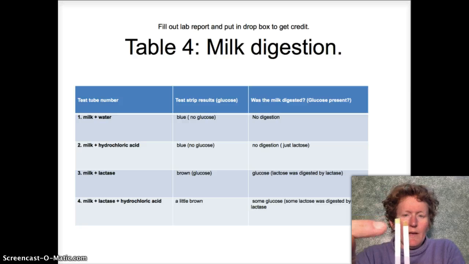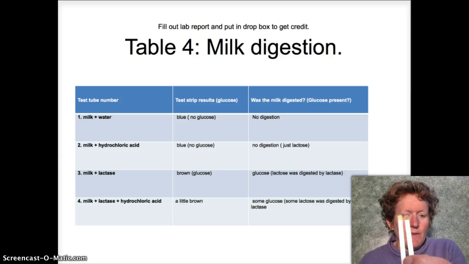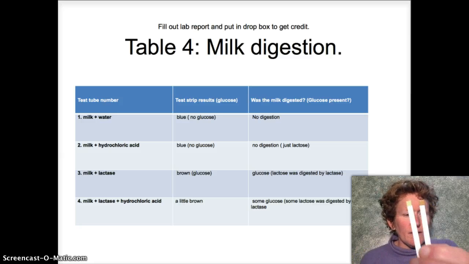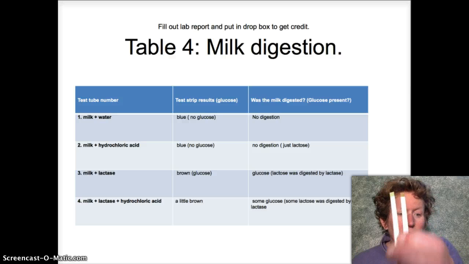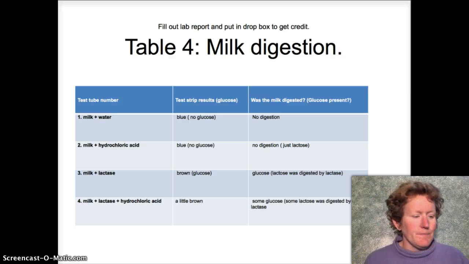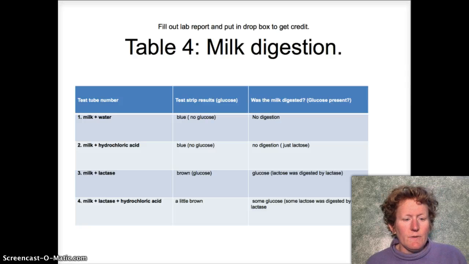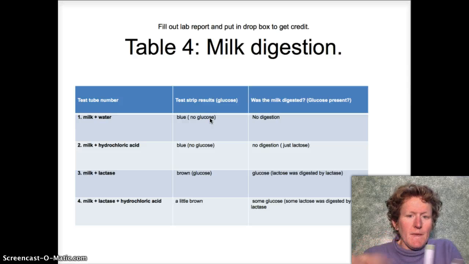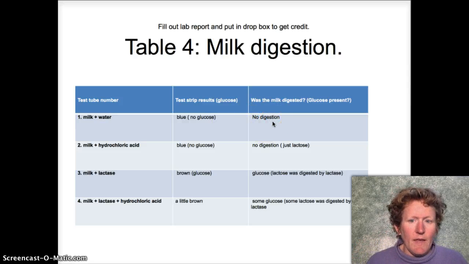This little bit of reactant paper here is impregnated with an enzyme that actually reacts with glucose, and the product of that reaction is detected by another chemical that turns a color. So that's how glucose is detected in milk. Remember, just plain old milk didn't have any glucose in it. There was no glucose. We got the blue strip, and that showed that lactose was not digested into glucose.